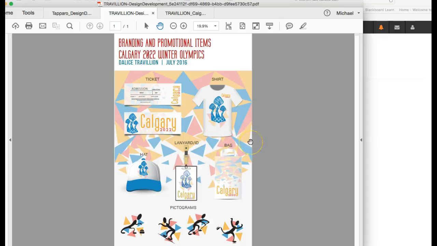And take a look through some of the other presentations. A lot of students are having wonderful success working their rings right into their logo.